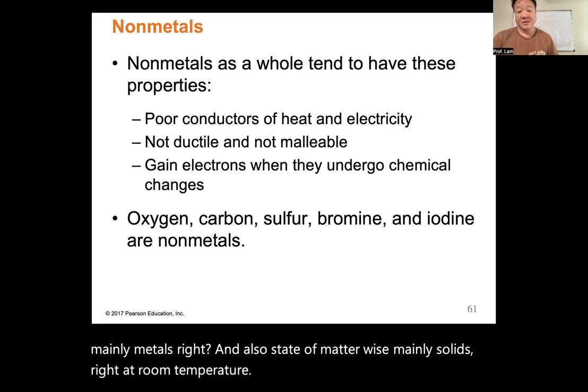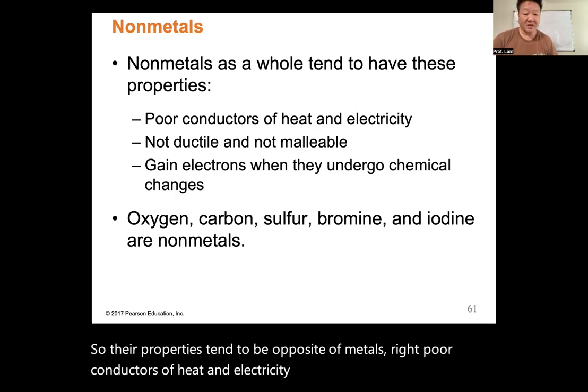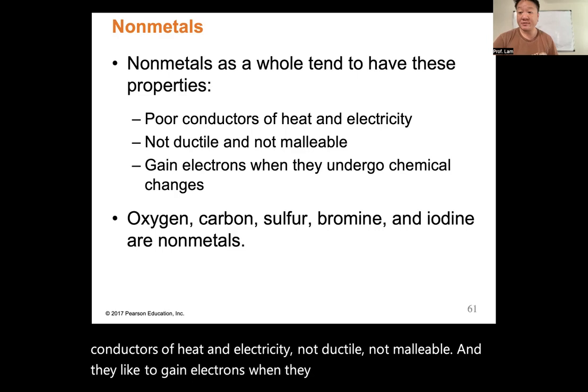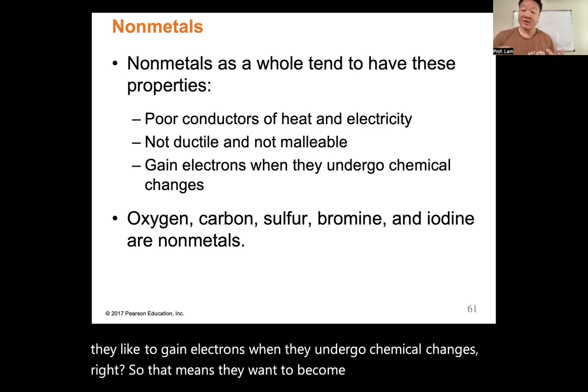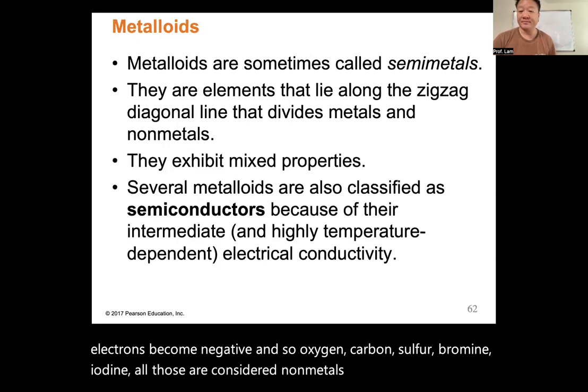So the properties of nonmetals tend to be opposite of metals. Poor conductors of heat and electricity, not ductile, not malleable, and they like to gain electrons when they undergo chemical changes, right? So that means they want to become negative. So gain electrons, become negative. So oxygen, carbon, sulfur, bromine, iodine, all those are considered nonmetals.